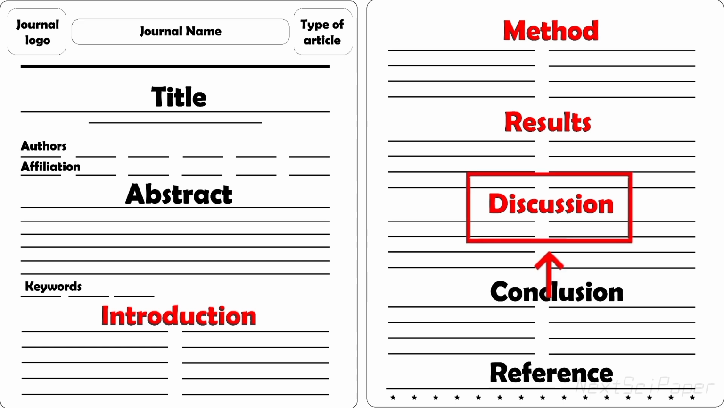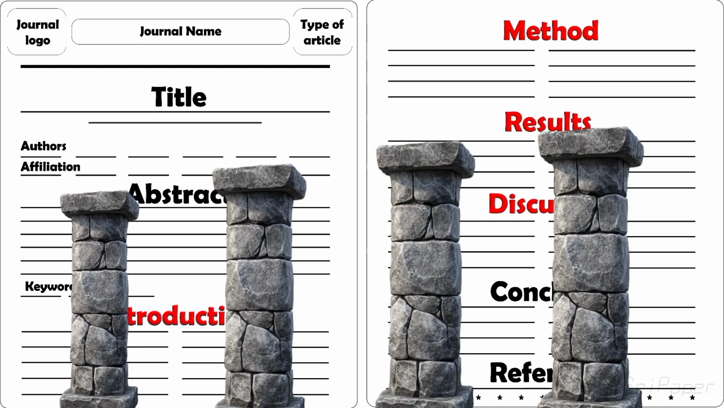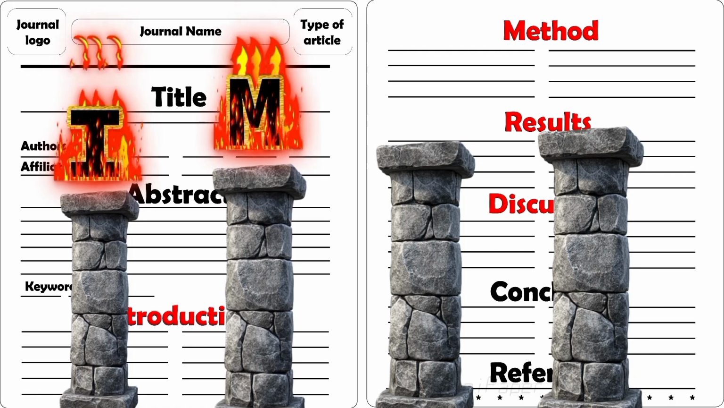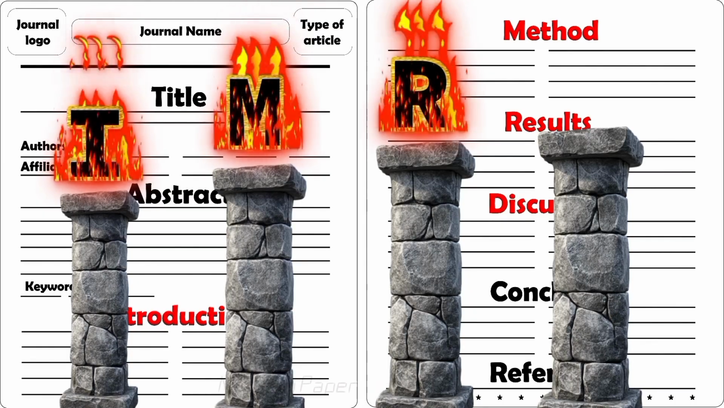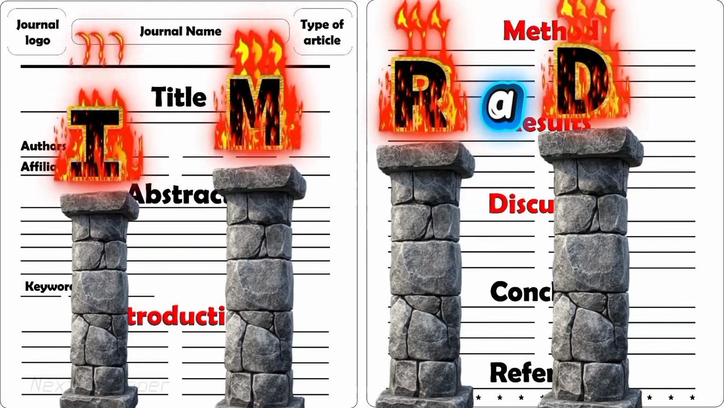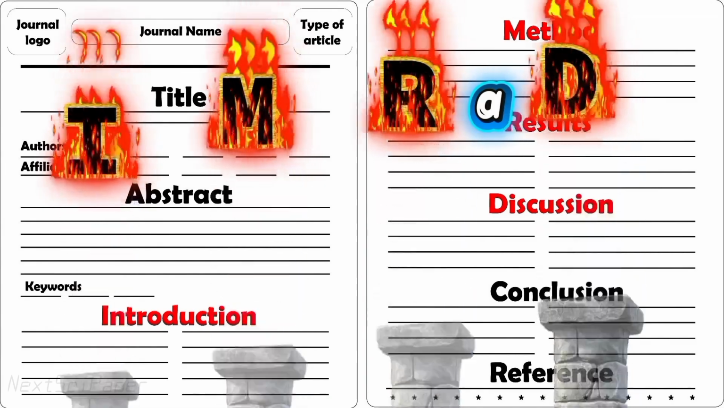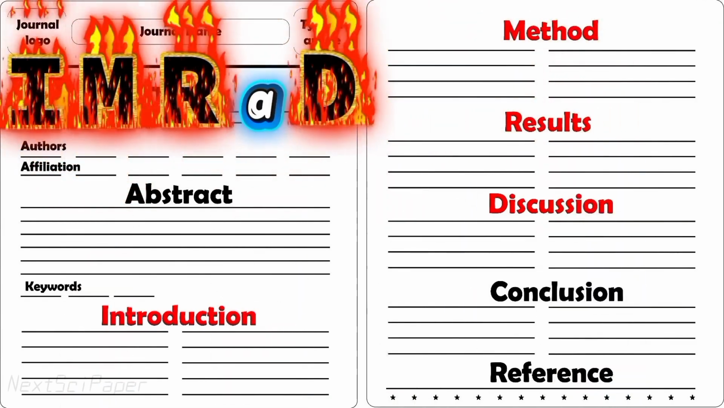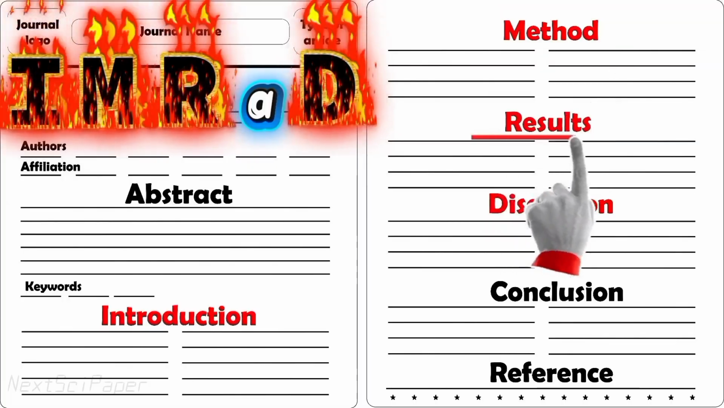Finally, there is the discussion, where the meaning of the results is explained, their connection to previous research is examined, and their potential applications or new insights are highlighted. These 4 sections are the main pillars of a scientific article. Now, if we place the first letter of each word together, we get I for introduction, M for methods, R for results, A for and, and D for discussion. Together, they form the IMRaD structure: introduction, methods, results, and discussion.